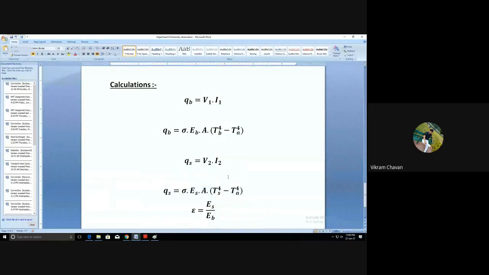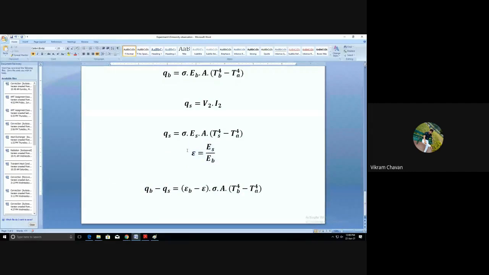Okay, so by using this methodology what will be your emissivity, and by using this particular formula what will be your emissivity. Okay, you can check that. So the final result will be: the emissivity of a gray body is dash dash. Okay, so you have to calculate that particular final result, and that will be your final output.